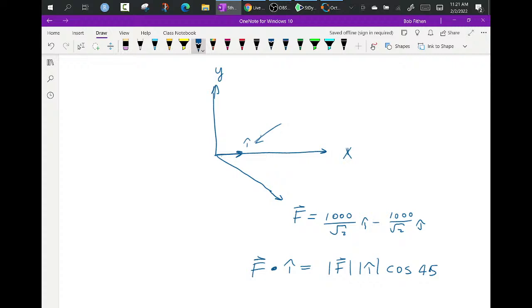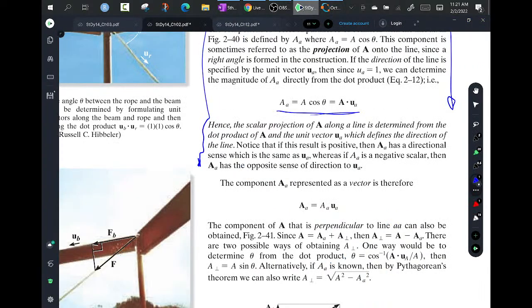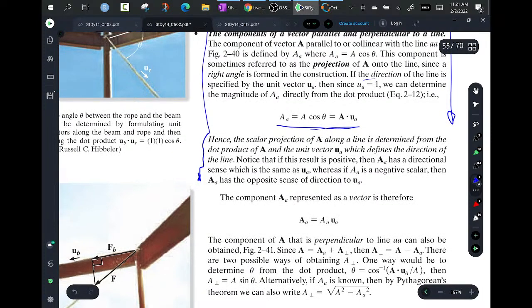Okay. So the first thing that's unique here is this. And this is something that he talks about back here. I don't know that he talks about it that much, but he talks about a direction of a line specified by the unit vector. I keep saying unit normal. And since u_A is a unit vector, we can determine the magnitude of A directly from the dot product.